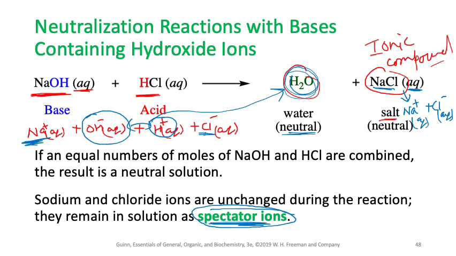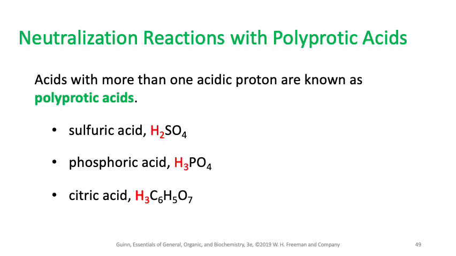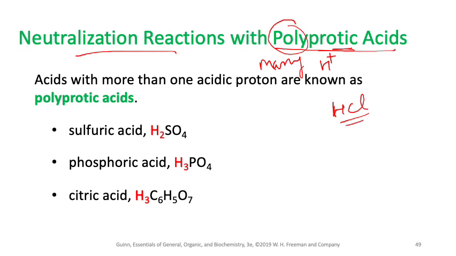Now let's talk about the neutralization reaction with an acid which is polyprotic. As the name is saying, poly means many, protic means which can give out a proton. Acid, so we know acids are those which can donate a proton. So there are some polyprotic acids, meaning those molecules or compounds that behave as an acid that can give out multiple protons instead of just one. For example, hydrochloric acid is monoprotic.